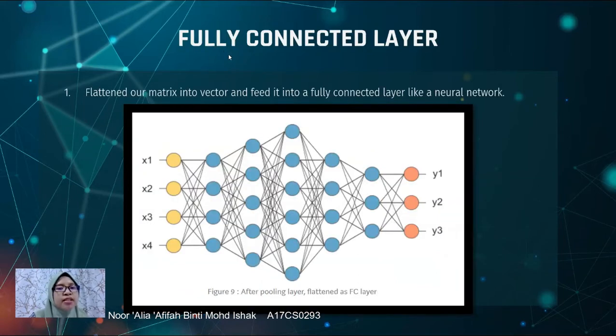The next layer is the fully connected layer. The fully connected layer functions to flatten our matrix into a vector and feed it into a fully connected layer like a neural network. Okay, this is the diagram of the fully connected layer. In this diagram, it shows two features, where the first one is the left part and the second one is the right part. We combine these features to display the full model.